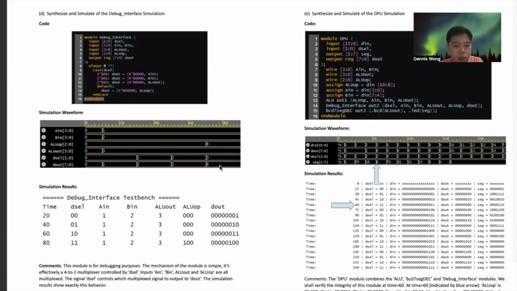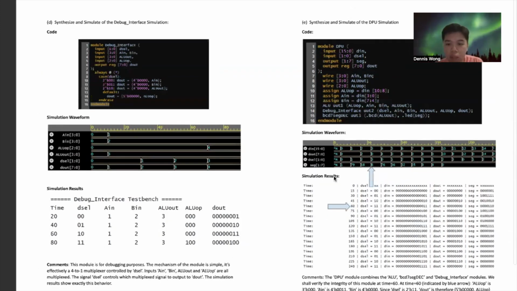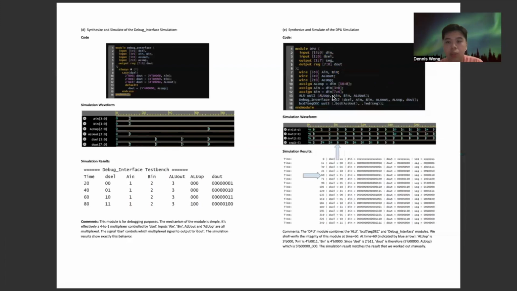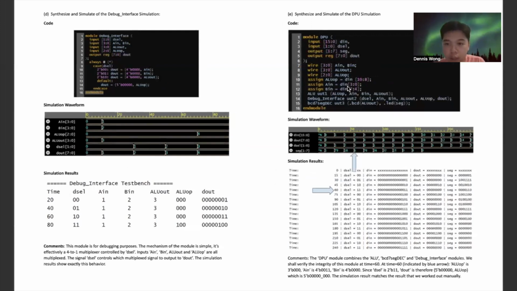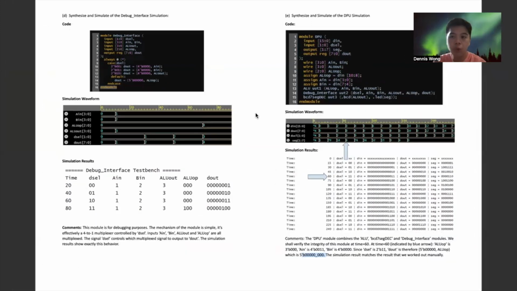Okay, so at this stage, ALUOP is what? 4. So 4, and when we get the D out is 4. Okay, so again, nothing really special about this, and the entire simulation in this case just combines all of the three modules and then performs a simulation of the module.